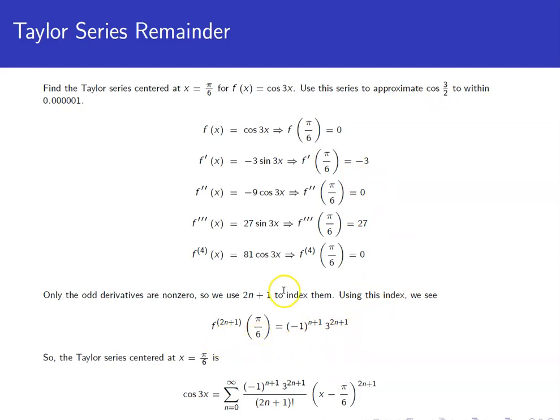All right, so again, we're indexing everything with odd derivatives because the even ones are all 0. So when we do our Taylor series centered at pi over 6, if we index from 0 to infinity, the only terms are going to be the odd ones. So we're going to get the negative 1 to the n plus 1, 3 to the 2n plus 1 for our derivative form. Then we're going to get a 2n plus 1 factorial in the denominator, and an x minus pi over 6 to the 2n plus 1 as well. Because again, it's only the odd terms that are non-zero.